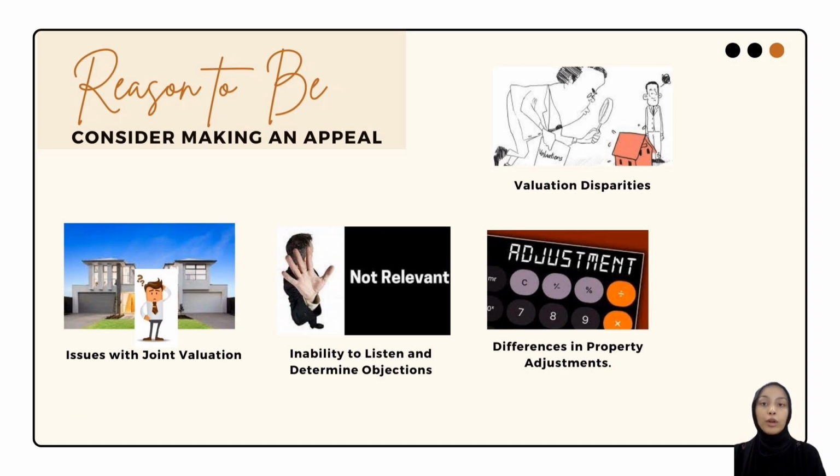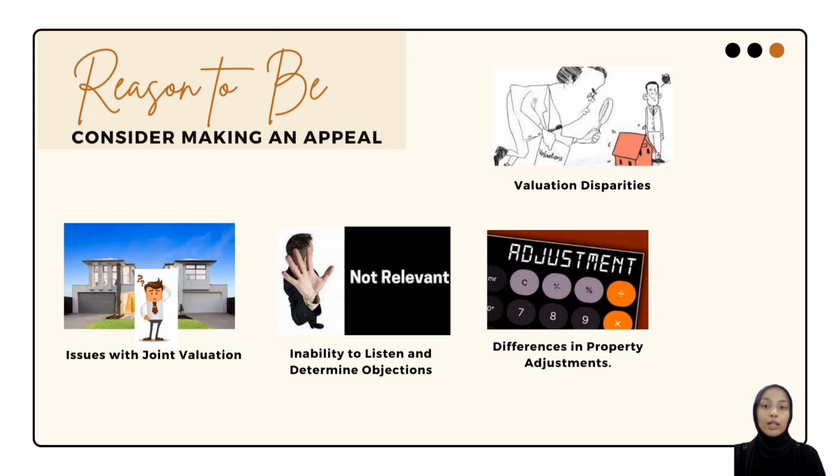The first reason to be considered for making an appeal is valuation disparity. Valuation disparities are one of the most important factors that lead to an appeal under the Local Government Act 1976. It's reasonable to file an appeal if there is strong evidence or cause to think that the value of property has been incorrectly determined or improperly assessed.